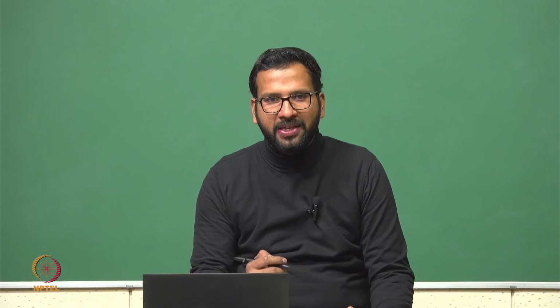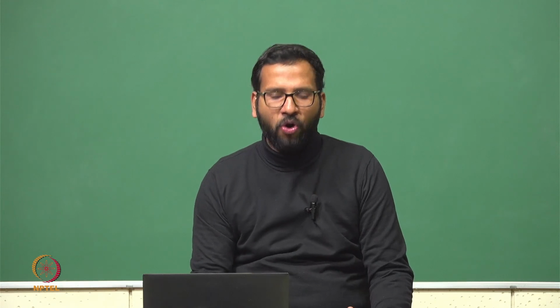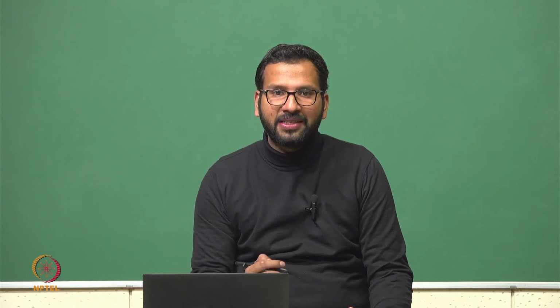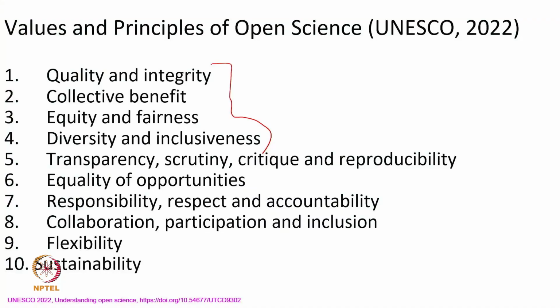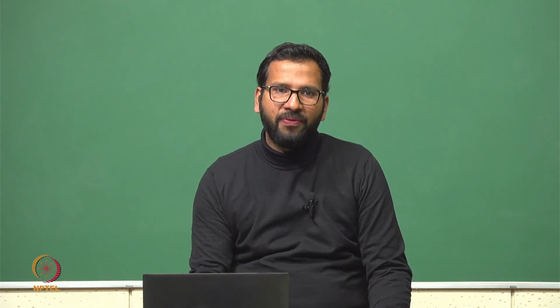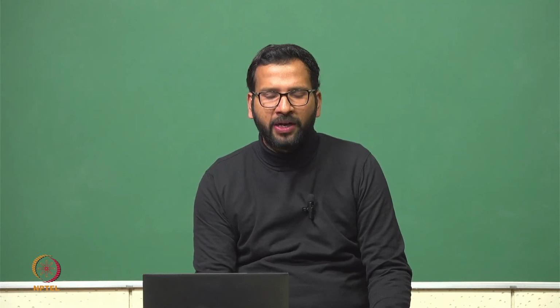So the first principle is transparency, scrutiny, critique and reproducibility. It means that every process of science should be open and transparent. Further, to encourage the researchers to rigorously scan the science and submit constructive critique that strengthens the overall quality of the scientific output. Then the second principle is equality of opportunity. It means all scientists have equal opportunity to access and contribute to science irrespective of any kind of constraint.